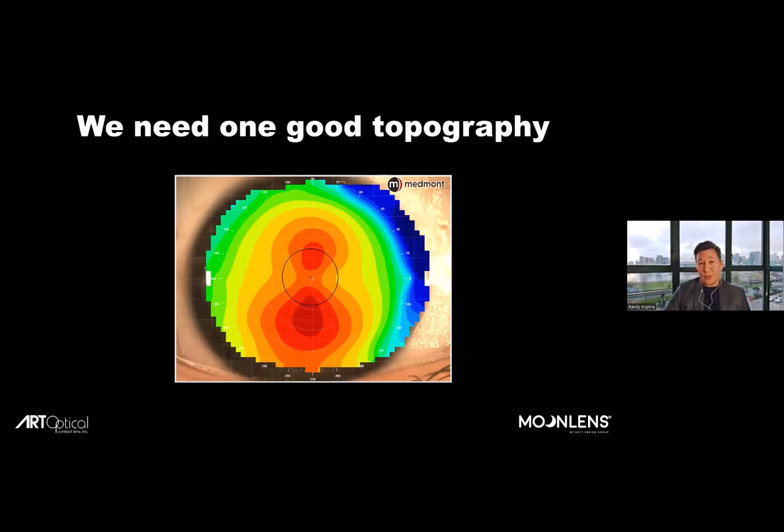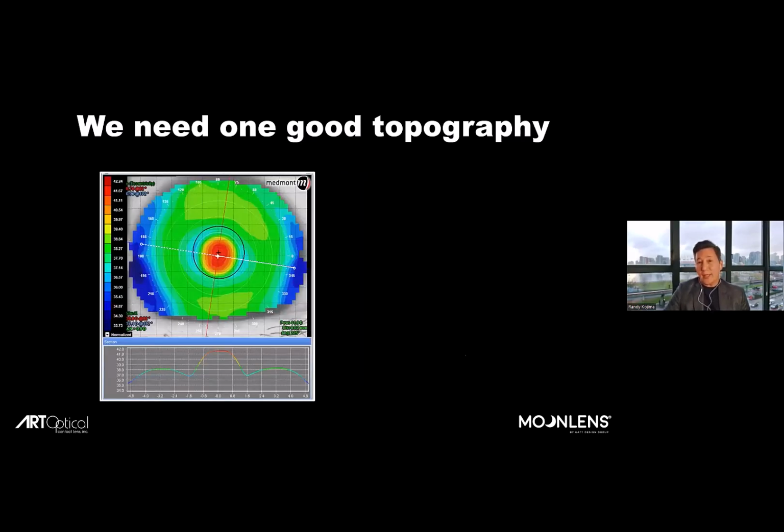Now, everything starts with topography. No matter what your system is, no matter what your topographer is, you need one really good topography. You need one accurate topography. That's ultimately what we're looking for. If you have an accurate map, then you're going to have an ideal initial lens parameter calculated for that eye.